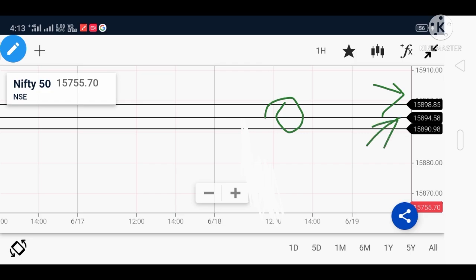15,898, 15,894, 15,895. Okay, now out of these three lines, which line has the lowest difference? See, if we see these two lines, then there is a 4-point difference, and if we see the upper two lines, here also we can see almost a 4-point difference. So we can see the same difference, right? So which one do we have to remove?